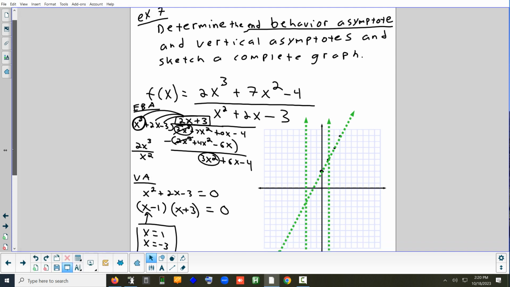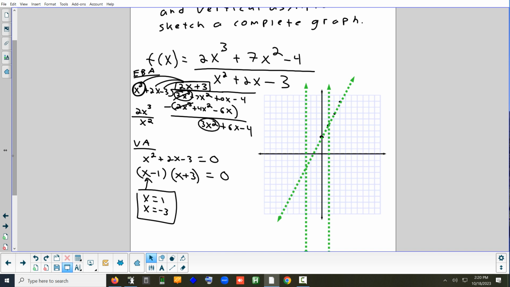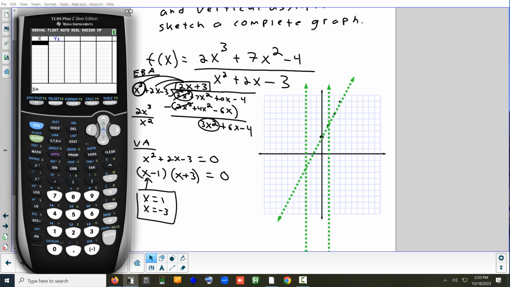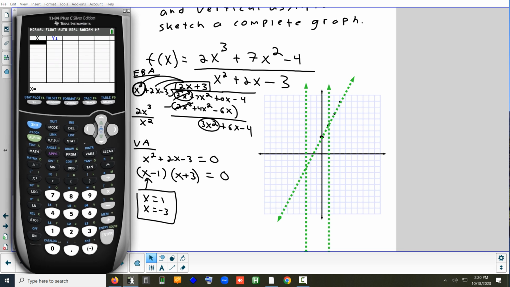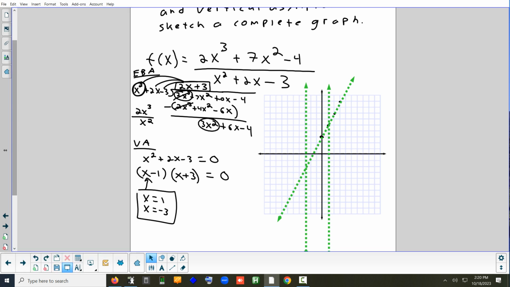First thing we should check out is numbers near the vertical asymptotes. One usually ends up very low. On the other side, it ends up very high. What's a number that's a little bit smaller than negative 3? Negative 3.01. We're up at 1,246. So yeah, that's up very high. So just to the left of negative 3, it's going to be way up.